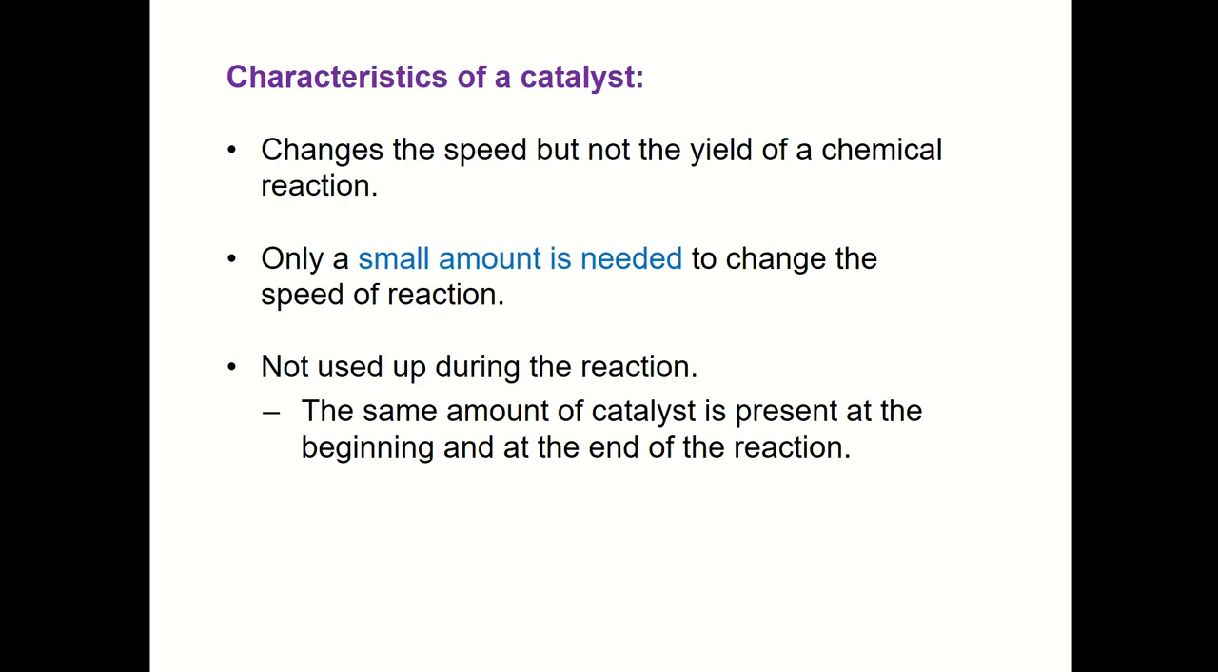Okay, so catalyst, please remember, it will change the speed, but it will not affect the yield, because remember, yield is affected by the amount of limiting reagent that's present. And since the catalyst is not being used up at the end of the reaction, only a small amount is needed to speed up the reaction. So the amount of catalyst at the beginning and at the end of the experiment should be the same.